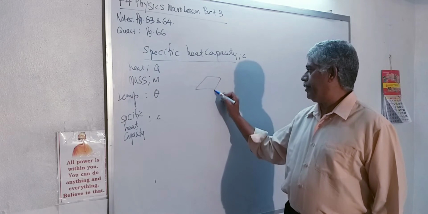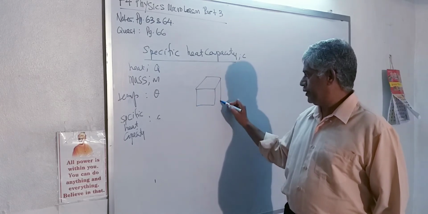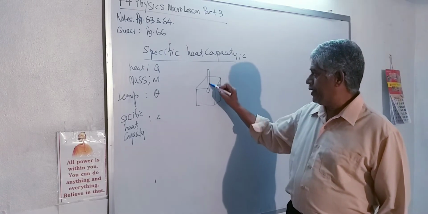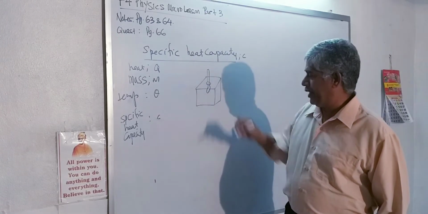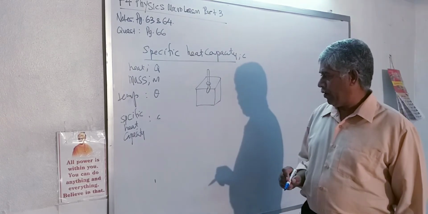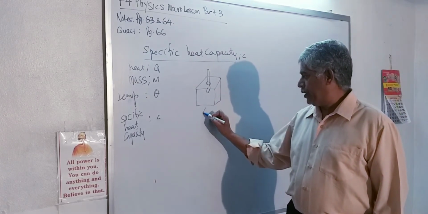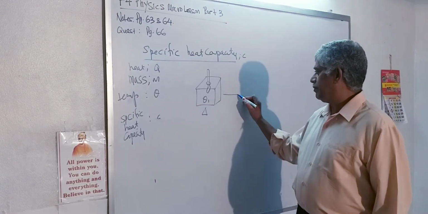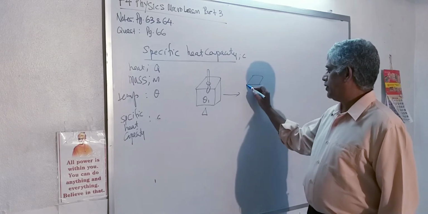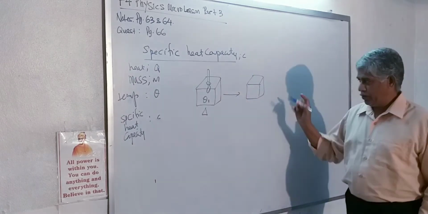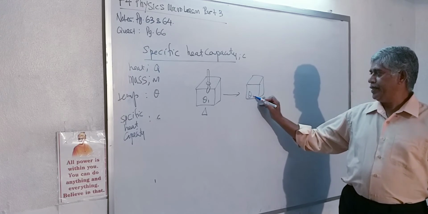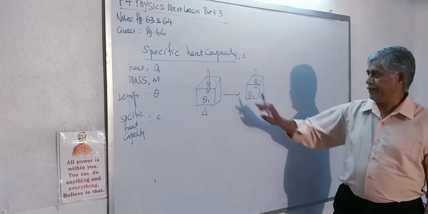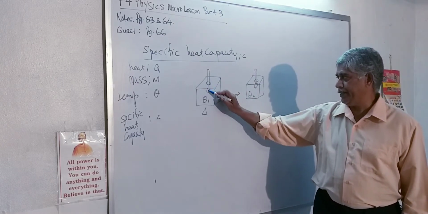To start with, let us look at a simple example. Let's take a block of metal. You heat it up, and you try to measure the temperature. You put a hole here, then you measure the temperature of the metal block. Initially, let's say the temperature is theta 1. After some time, after heating it up, of course the metal block becomes hot, and the temperature becomes theta 2. This thermometer is inside the metal block.